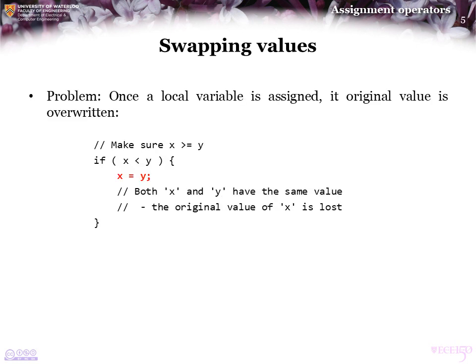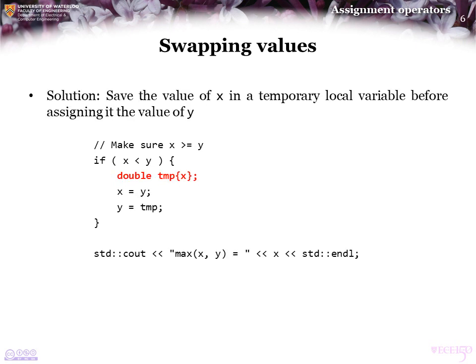Now, a problem. If x is less than y, we could assign x the value of y, but now both x and y have the same value as y, and so the original value of x is lost. Solution. Let us temporarily save the value that is stored in x to a local variable. We'll do this before we assign it the value of y. That way the local variable stores that original value.